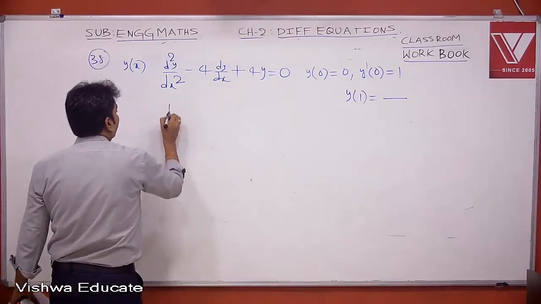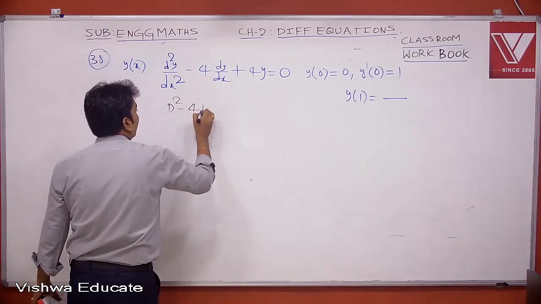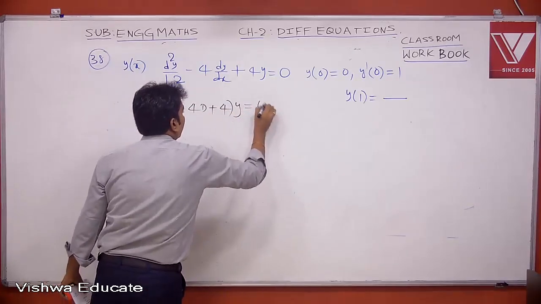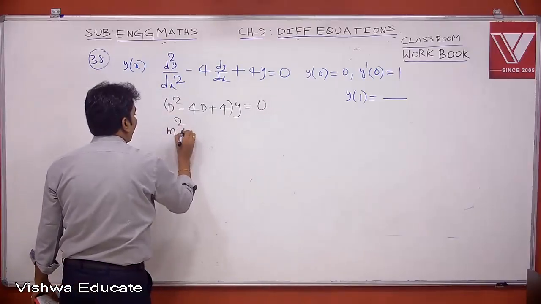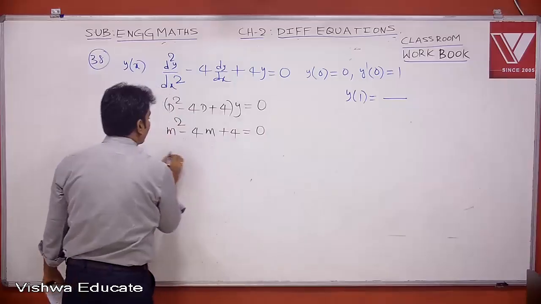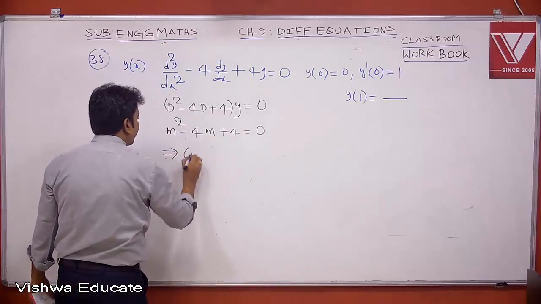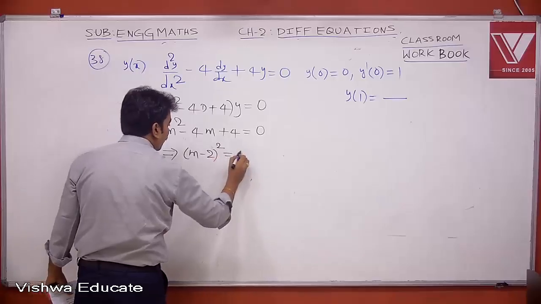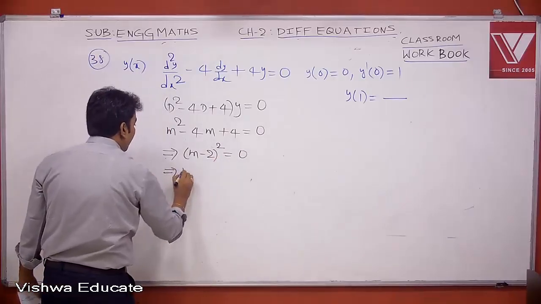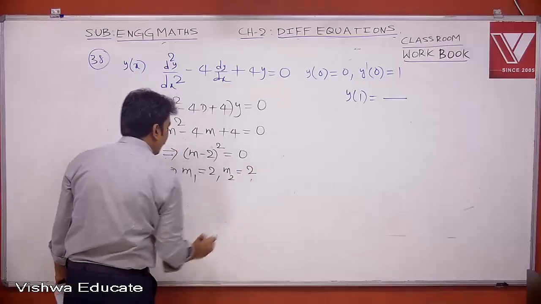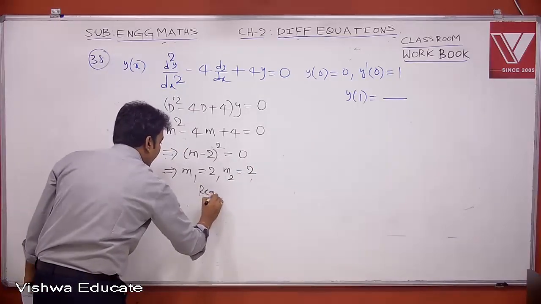Here in capital D form, this is D square minus 4D plus 4 of y equal to 0. So what is my auxiliary equation? m square minus 4m plus 4 equal to 0. So therefore its factorization is m minus 2 whole square. This is nothing but m minus 2 whole square. So the roots are 2 and 2. 2 is a root which is repeated twice. So therefore roots are real and equal.